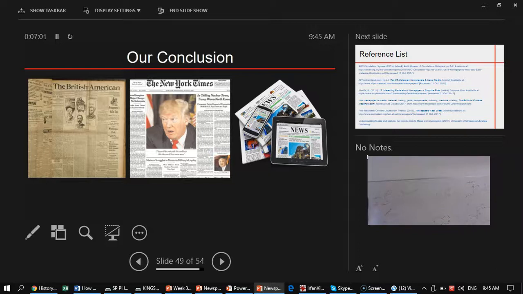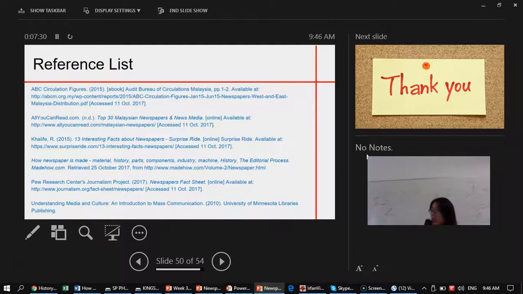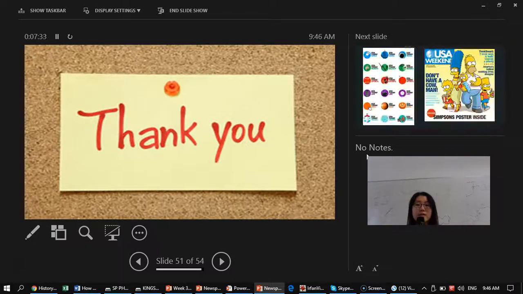As you can see, these three pictures represent how newspapers are right now. It started off as something brand new to society and soon changed into something revolutionary, and it's now being conquered by technology. So now we can begin to question, where are newspapers going to head? Are they really going to die, or are they going to continue to live on in the technology world? These are our references for today, and thank you.